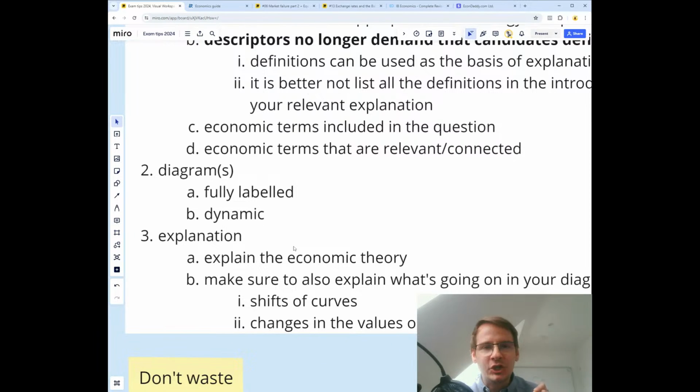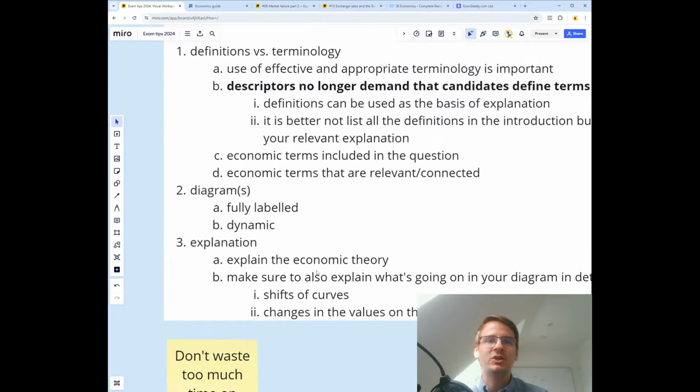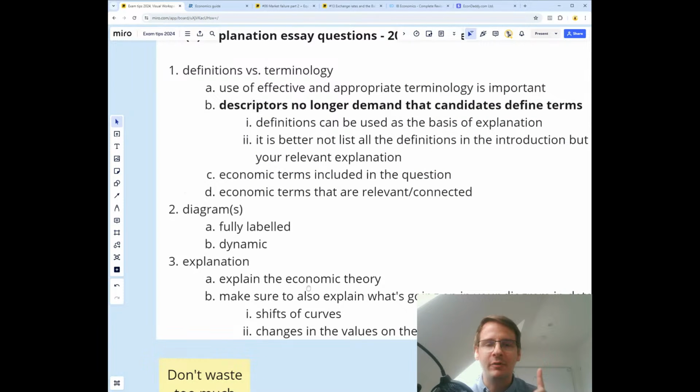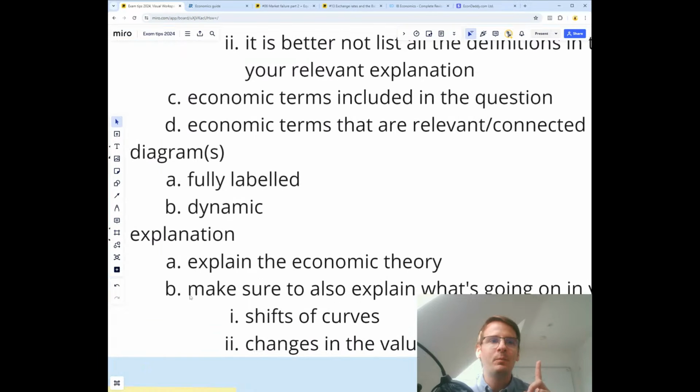And the explanation must be about, obviously, the economic theory that the question is asking, and it should be focused on that. Okay, so if you get a question about taxation, don't start talking about subsidies just because subsidies are also a form of government intervention, please. Okay, stick with what the question is asking. But very importantly, look at my part B here.